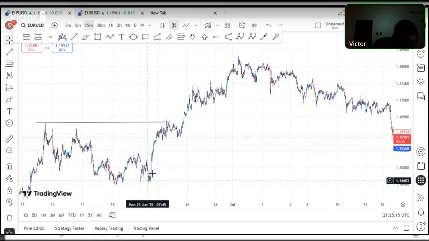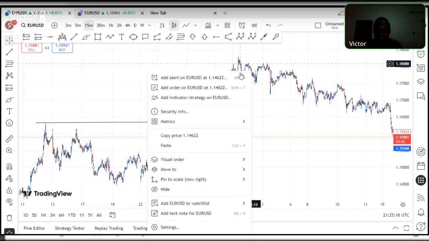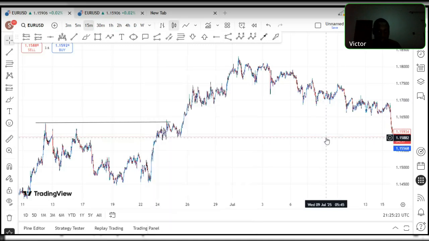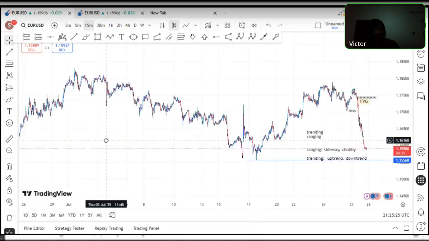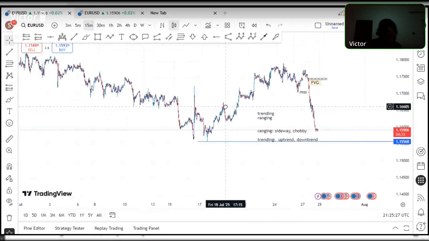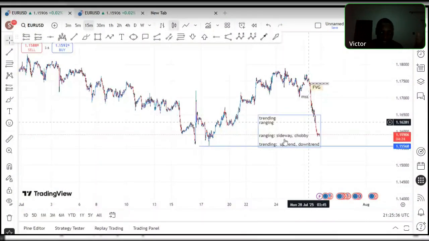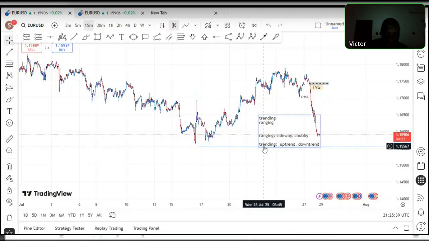Okay, let me explain again. I say we have two types of market structure. The first one is the trending market structure. The other one is the ranging market structure. Now, under the trending market, we have two types of trending market. We have the uptrend and we also have downtrend. Uptrend is when the market is going up.